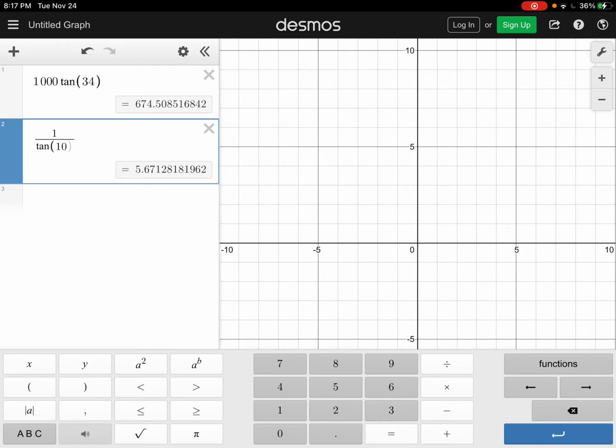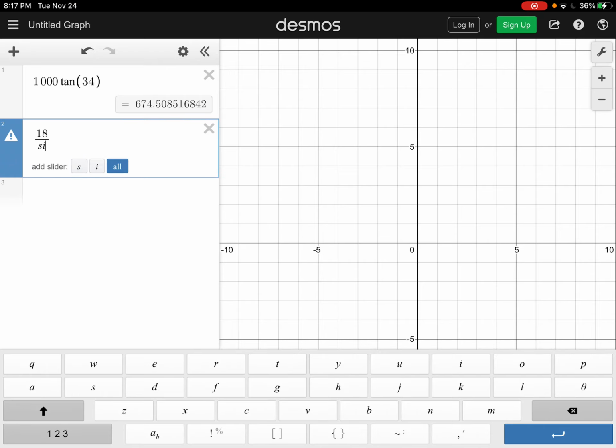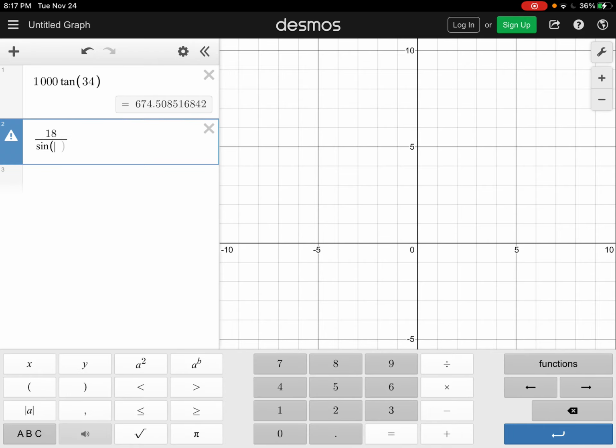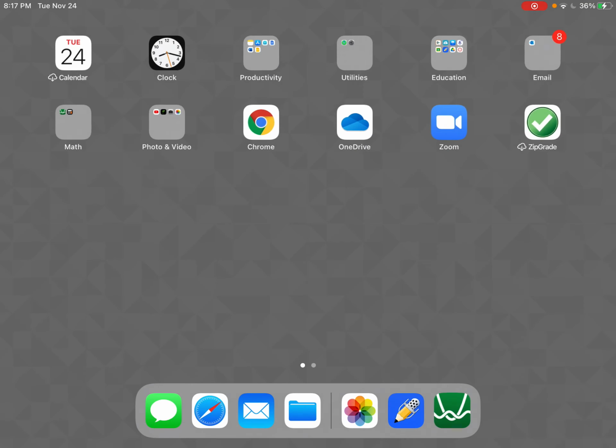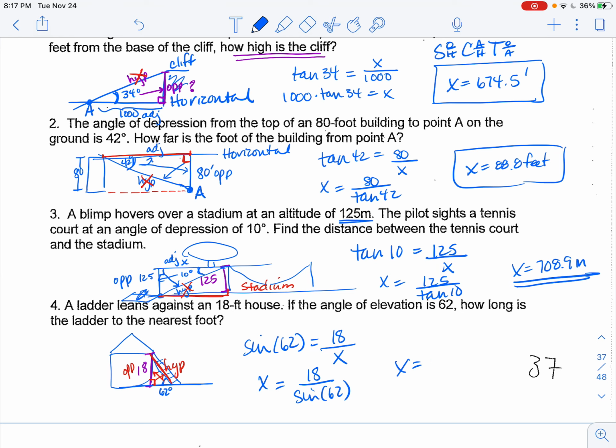So 18 over, and I'm going to clean this all up, and type in sine, open parentheses, 62, and that's 20.4. X is equal to 20.4 feet, and that's how tall my ladder is. All right, now it's time to practice.